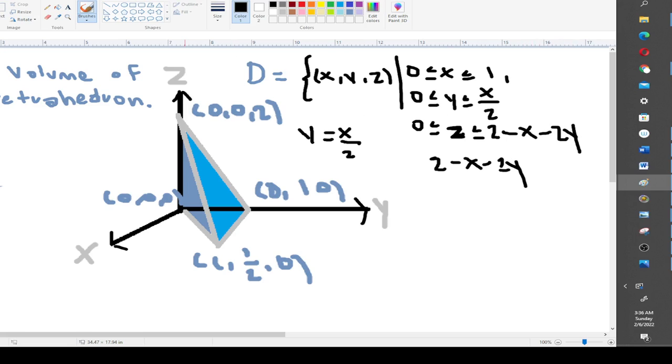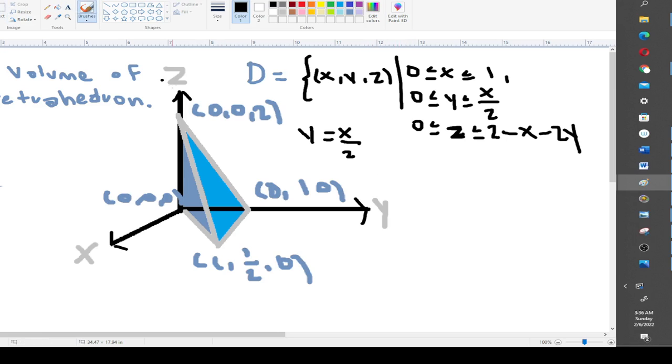And you can check that for yourself by looking at when we're at 0, 1, 0. If we imagine putting in 1 for y and 0 for x, you get 2 minus 2, which is 0. And then same thing with this point. So that's how we find the bounds.